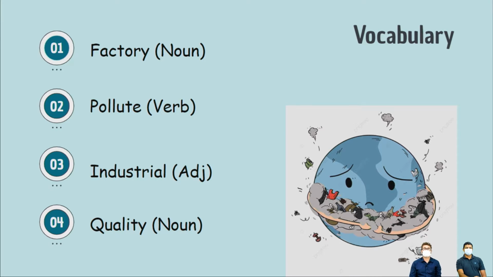Then we have industrial. So the industrial revolution. So it's part of the factories. Like the factories is an industrial. And finally, number 4 is quality. So you have quality control in the industries and the factories. So quality means what rate or what ranking will you give the product. Is it rank number 1, which is the best quality, or rank number 5, which is the lowest quality? Okay. So quality means the grade of the product or the score of the product.